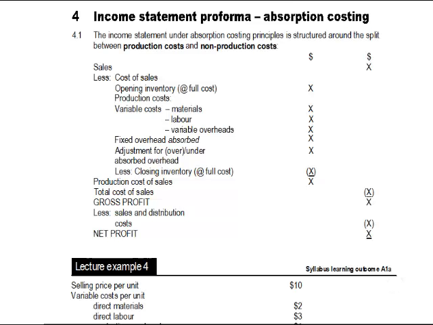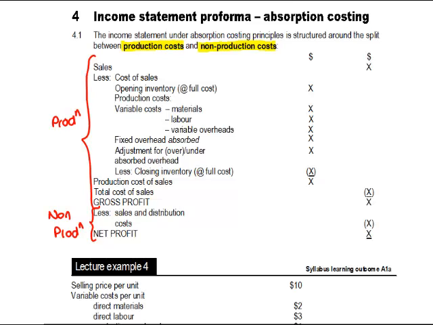Section 4 goes into quite a lot of detail about how to prepare an income statement under absorption costing. In the exam, you're not going to have to prepare a full income statement from scratch, but we're going to do that because it's the easiest way to go through the principles behind this preparation. The first thing to notice is that the split between the top half of the income statement and the bottom half is about production and non-production costs. Right the way down to gross profit, this is all our production costs. And that little bit at the bottom down to net profit is our non-production cost.